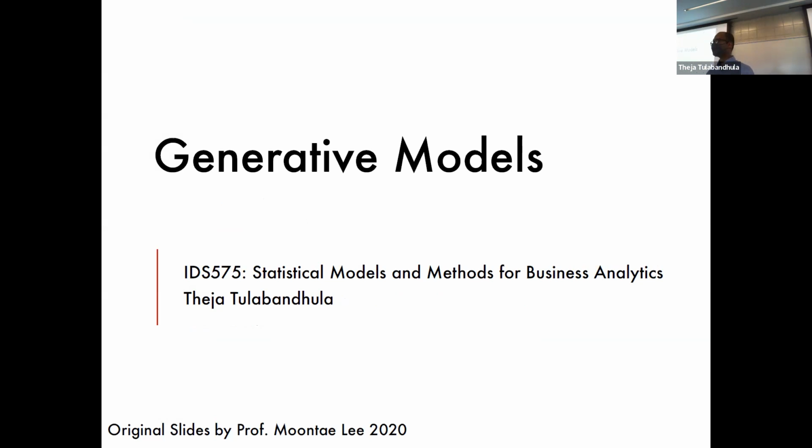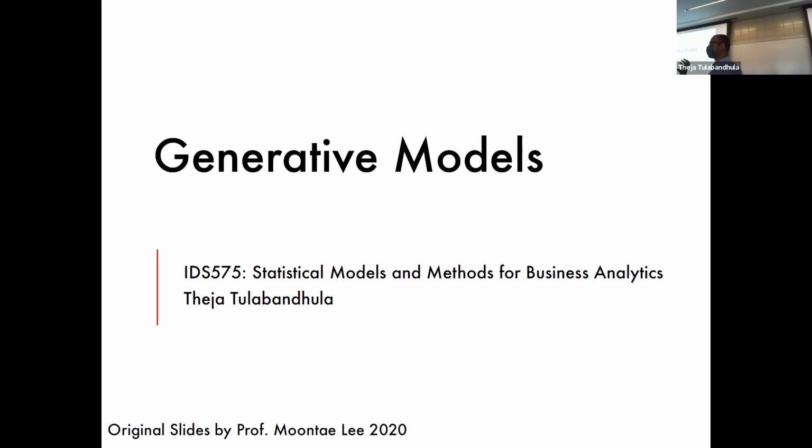Have people already seen the idea of generative models before? In some version, maybe in 572, or no? Not yet. Okay, so generative models are just a name for models which model the joint distribution between input and output. Whereas many models that we've seen before, like the linear regression model or the loess regression model, are not modeling the joint distribution. They model the conditional distribution of output given input.